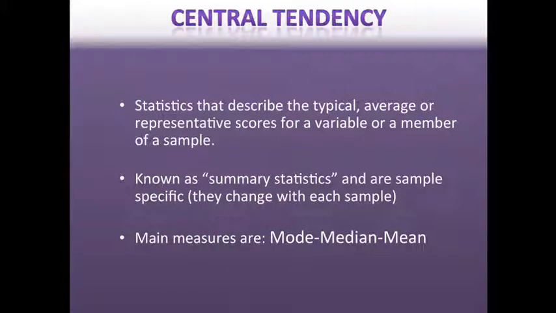Measures of central tendency are statistics that describe what is common for the information that you're looking at in a data set. It's called a summary statistic because it's attempting to provide a summary depiction of that information. Now, there are three main measures. Those are mode, median, and mean.